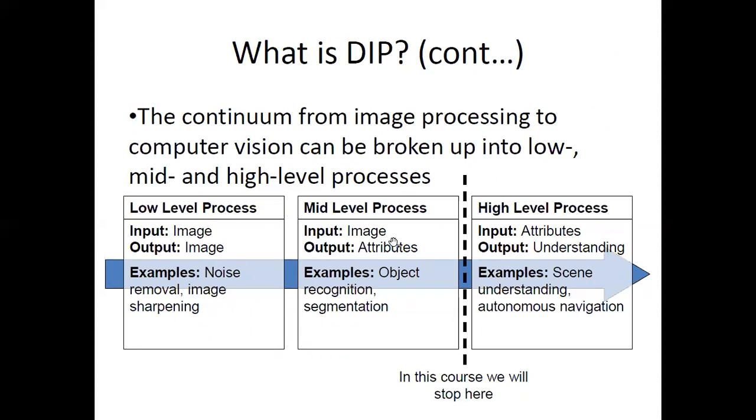In the mid level, the images are the inputs, and object recognition or image segmentation or thresholding take place, and the outputs are attributes. In this course we will restrict ourselves to here, whereas the high-level processes, which deal with scene understanding, autonomous navigation, and various machine learning and deep learning things using computer vision, we will not be touching in this particular course.